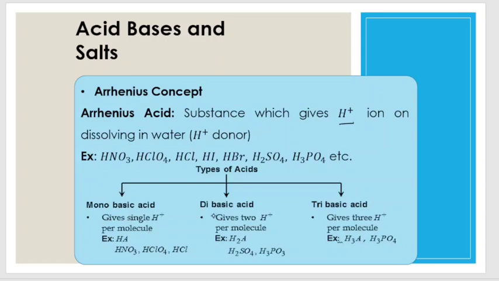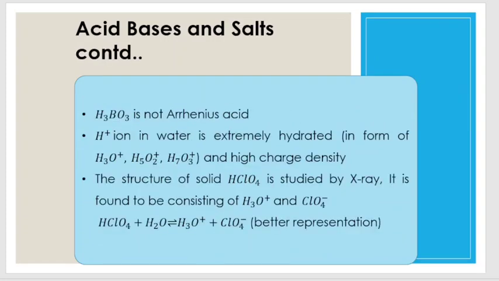Acid, dibasic acid, and tribasic acid. You can see the examples here. Now, if we consider H3BO3, it will not give H plus ion in the water, so it is not an Arrhenius acid. We can check what type of acid it is later.